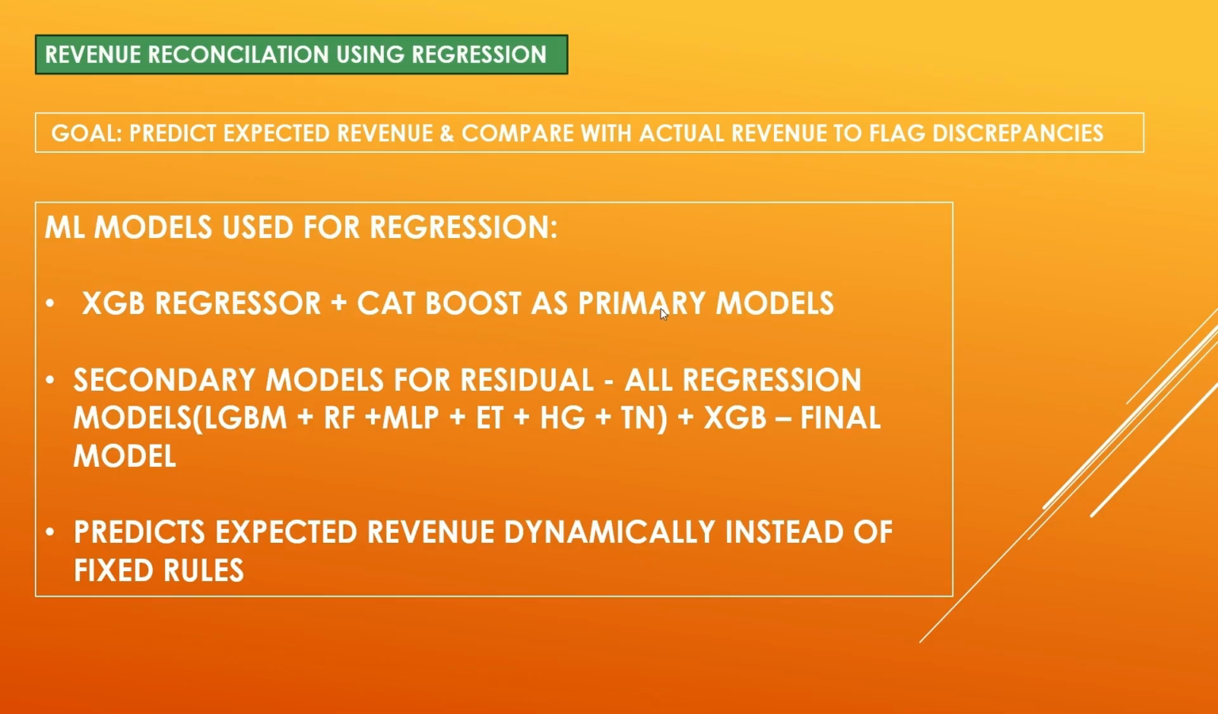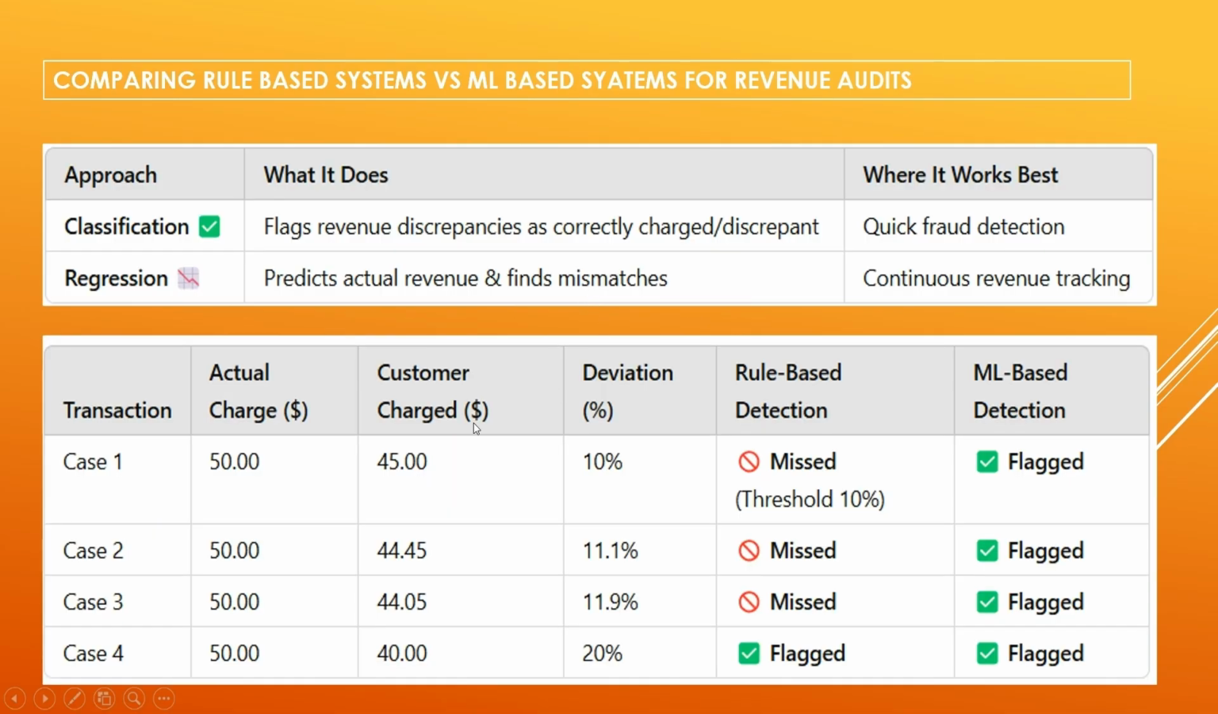and if we go to the next code, you can see here the approach for classification. I already showed it flags revenue discrepancies as correctly charged or discrepant, quick fraud detection. You can say also quick correctly versus discrepancy classification. The regression model predicts actual revenue and finds mismatches. Both the models have their own strengths. I will show you in the next part how these models have their strengths.